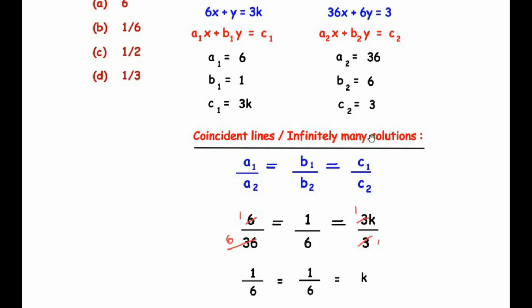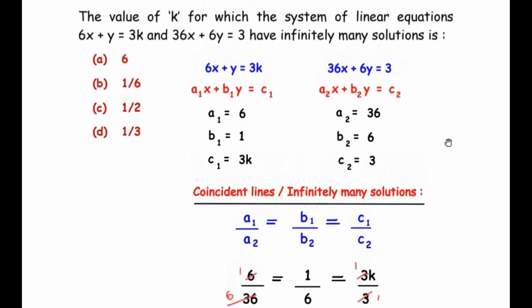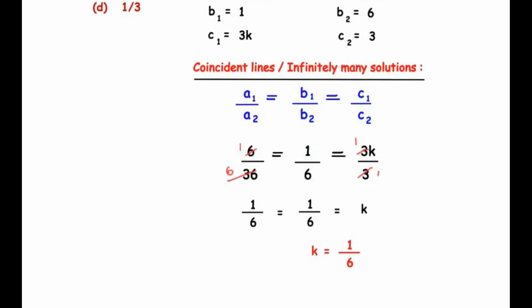So the condition itself says that the fractions have to be the same. So here we can clearly see that the value of k has to be 1 over 6 to satisfy this condition. So our answer is going to be option B, 1 over 6. The value of k should be 1 over 6. Now let us move on to the next question.